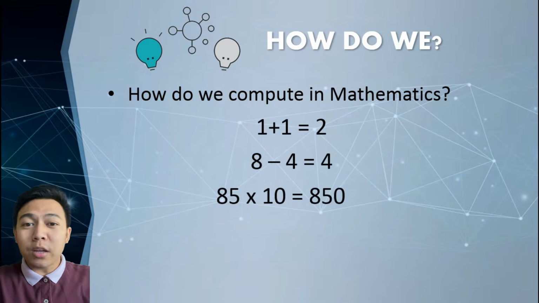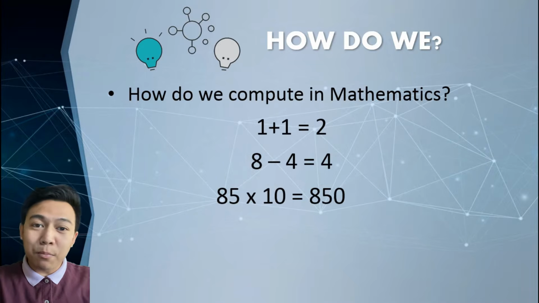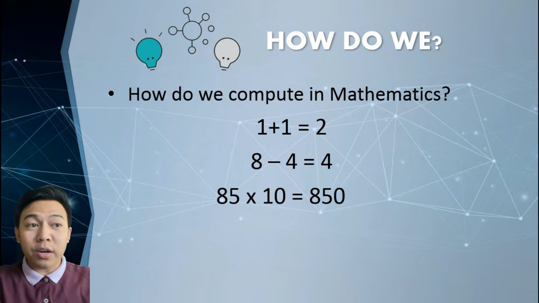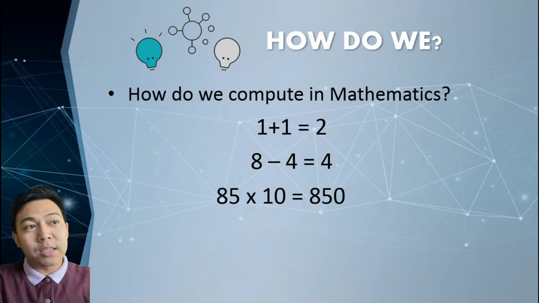So when computing numbers, usually we have the first number, plus the symbol, and then another number, and an equal sign to get the final result. As seen in the example, we have 1 plus 1 equals 2. 8 minus 4 is equal to 4. 85 times 10 is equal to 850. So that's how we compute in mathematics.